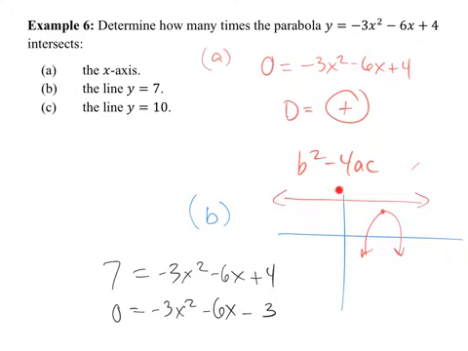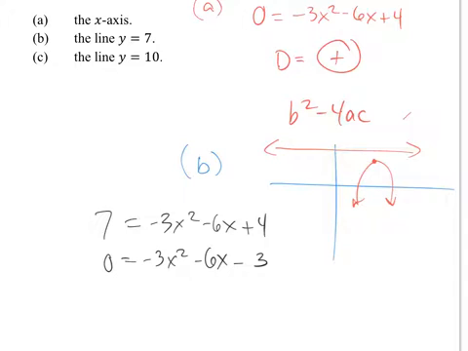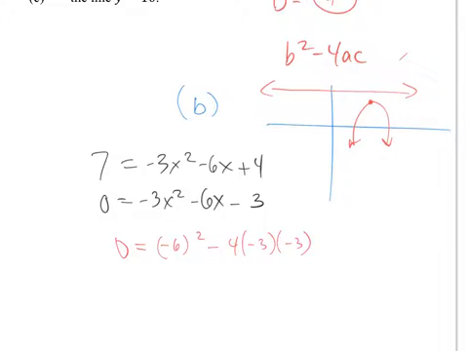7. So is it going to do this? Is it going to touch once? Is it going to touch 0 times? What's going to happen? So what do we do here? We get the discriminant. What's the discriminant in this case? Very good. The discriminant is 0. What does that mean?